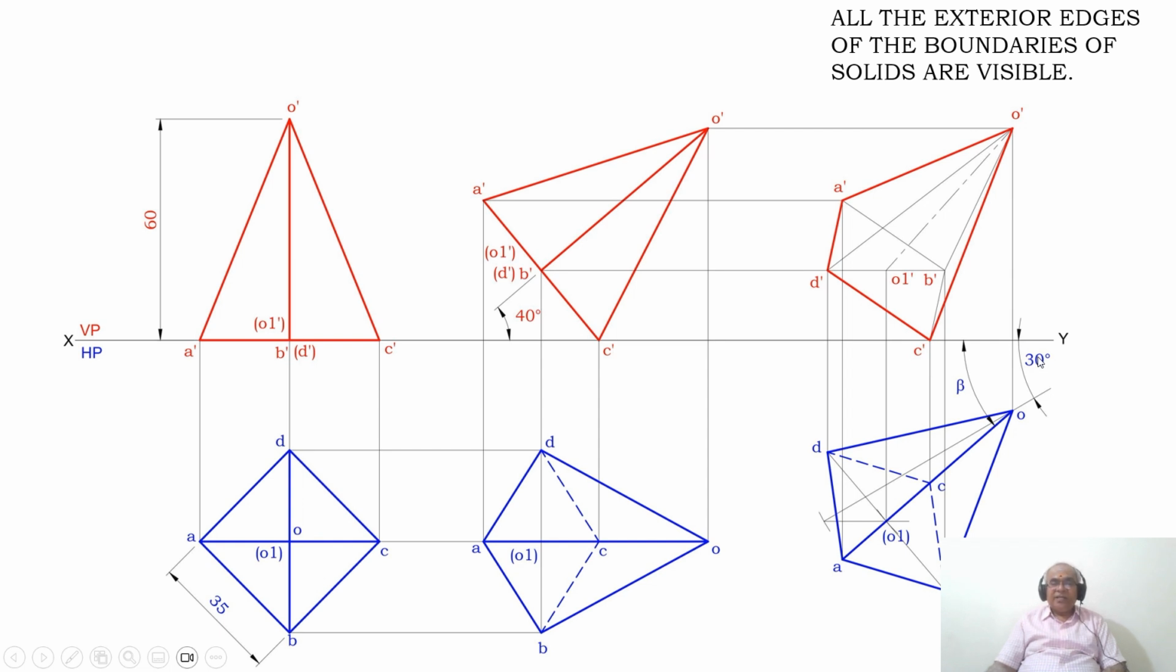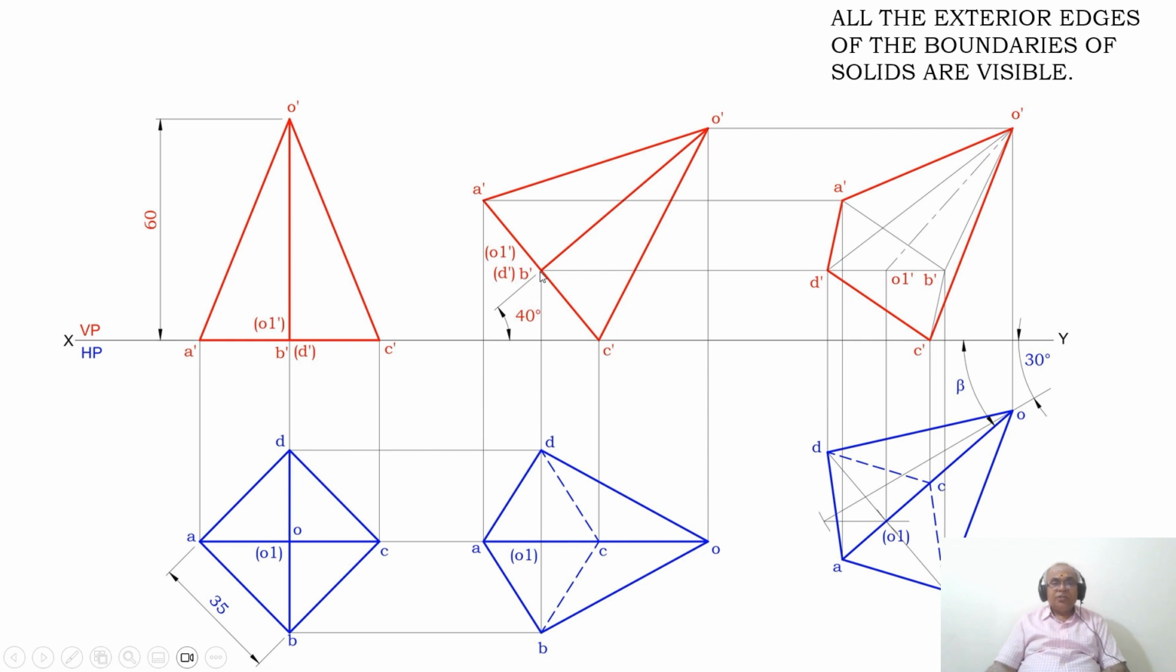Now I need to take the true length of the axis. What is the true length of the axis? Since the axis is parallel to VP, the true length of the axis is 60 mm here. This is also 60 and this is also 60. This is 60 because the axis is parallel to VP. Therefore, in VP, that axis is going to be in true length.